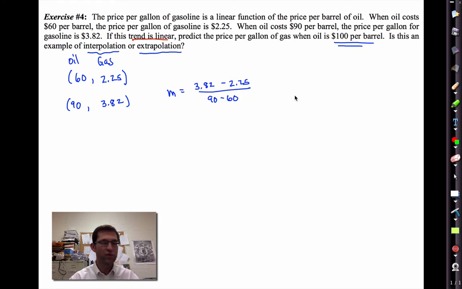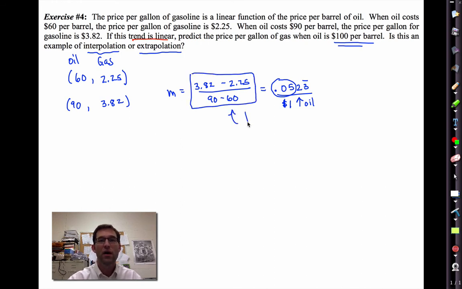Now I'm sure that many of you figured this out, but it's ugly. It's actually 0.0523 and then the 3 is repeated. Now I think you can understand that though, right? What that means is that for every $1 that oil goes up, gasoline goes up by about 5 cents. I've found, and a lot of engineering schools will teach students, to leave it like this.